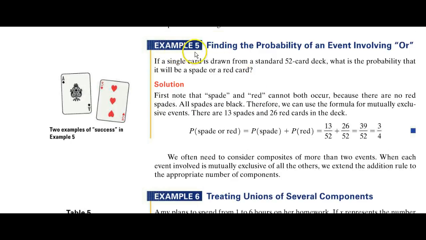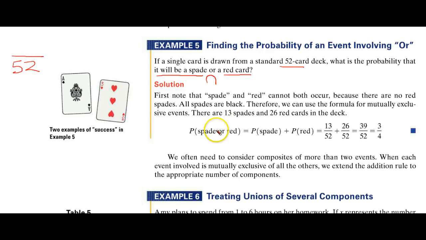So in example 5, we're finding the probability of an event involving OR. If a single card is drawn from a standard 52 card deck, what is the probability that it will be a spade or a red card? So this is a spade and this is a red card. So we have to first define our sample space. Well, our sample space, we said, is 52.